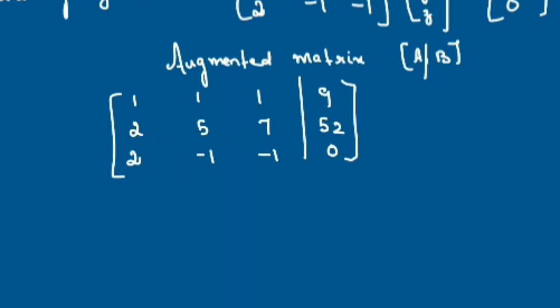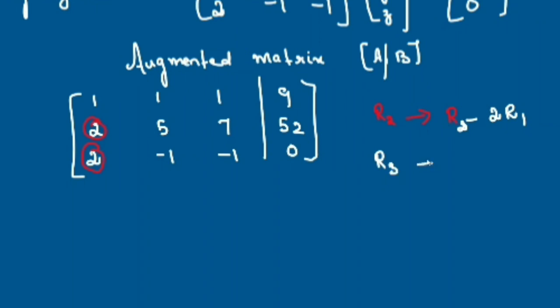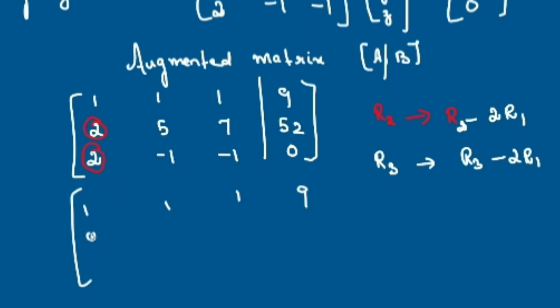You have to make these entries 0. So R2 is R2 minus 2 times R1, and R3 is R3 minus 2 times R1. So you will get 1, 1, 1, 9. Multiply by 2 and then subtract. 2 minus 2 is 0. 5 minus 2 gives you 3. 7 minus 2 is 5.